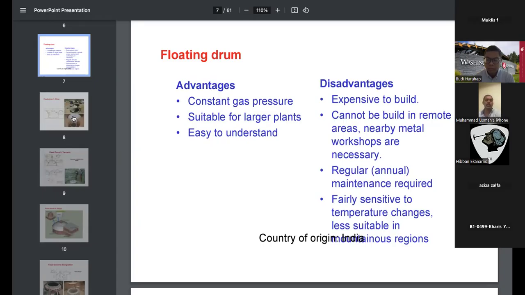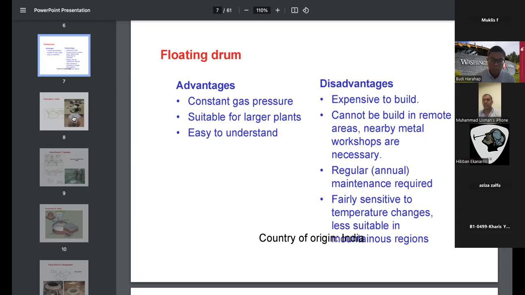For example, if you have a hilly area or remote area where there is not much access to the material, it will be difficult to construct this type of biogas plant there. Similarly, another disadvantage is that it requires regular maintenance, because if the drum has not gone through a painting process every year, the hydrogen sulfide present in biogas may cause rusting of the drum, and that may deteriorate the drum.